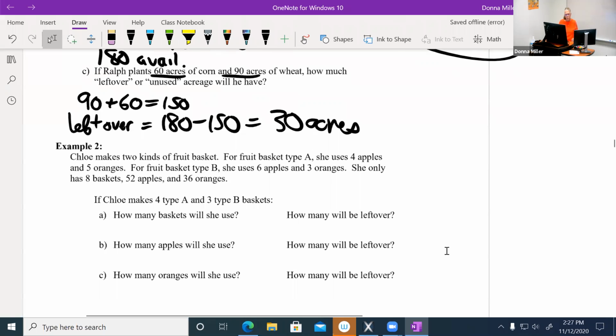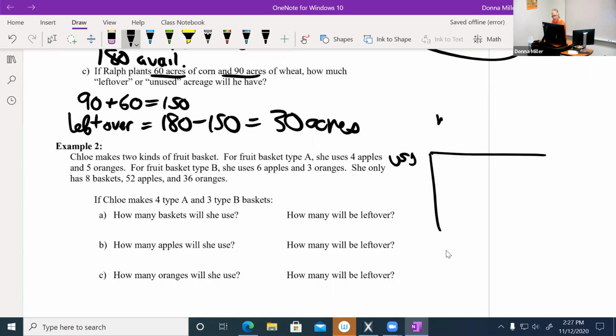One of the things I like to do with these, because I haven't talked about it and I'm just dying to do it, is make little tables. So I make a table: this is what I'm using, and this is what I'm making. Chloe makes two kinds of fruit baskets, basket A and basket B. That's what I'm making. Now, what am I using? I'm using apples and oranges, and that's it. So I can fill in my table here. For basket A, she uses 4 apples and 5 oranges.